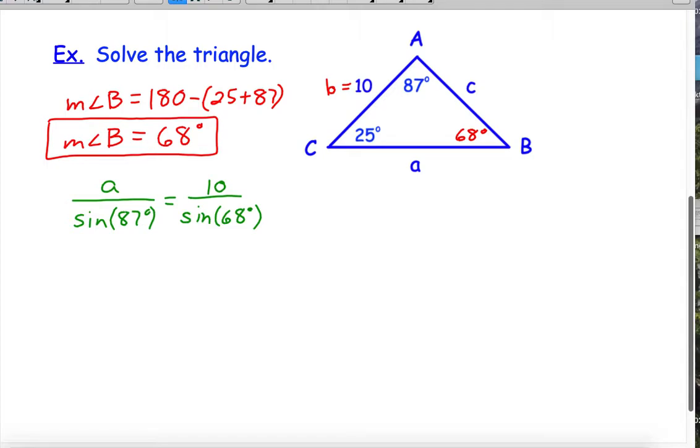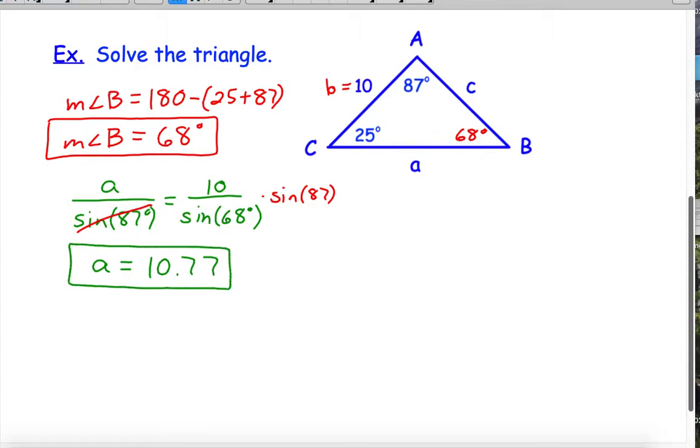So if I made a mistake in that calculation, obviously then this answer is going to be wrong. So you really want to be careful when you use previous answers. So if I multiply sine of 87 to the other side, we'll write out all the steps there, I'll get what A is equal to, and then I'll grab my calculator, and I'll be done. And if you check 10 divided by sine of 68 times sine of 87, you're going to get 10.77. And there were no units on this problem, so it's just 10.77 units.